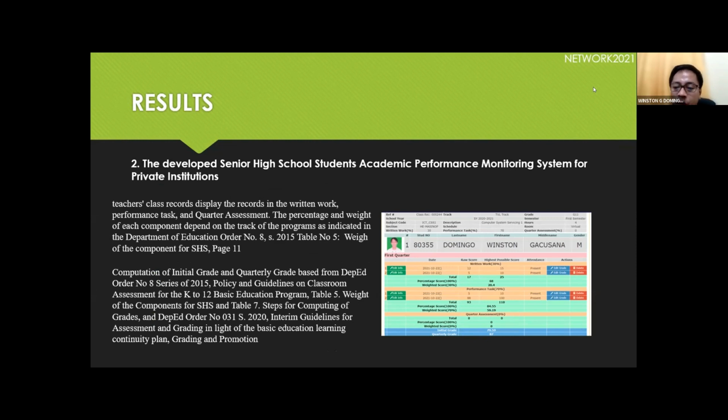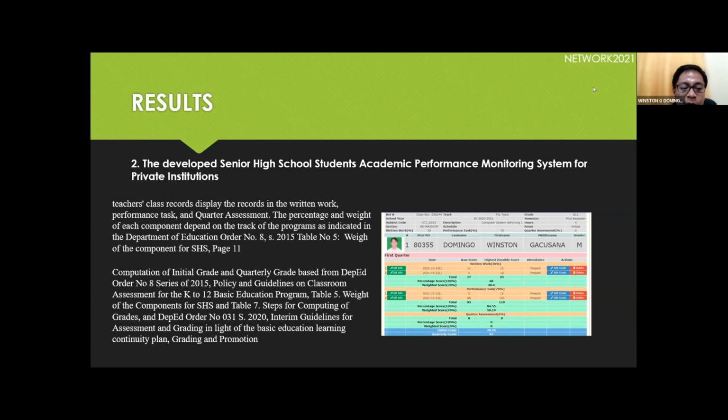So here's the example of the class record of the teacher. The teacher's class record displays the records in the written work, because we have three parts: the written work, the performance task, and the quarterly assessment. Based on DepEd Order number 8 series of 2015, table number 5, the weight of the components of senior high school.